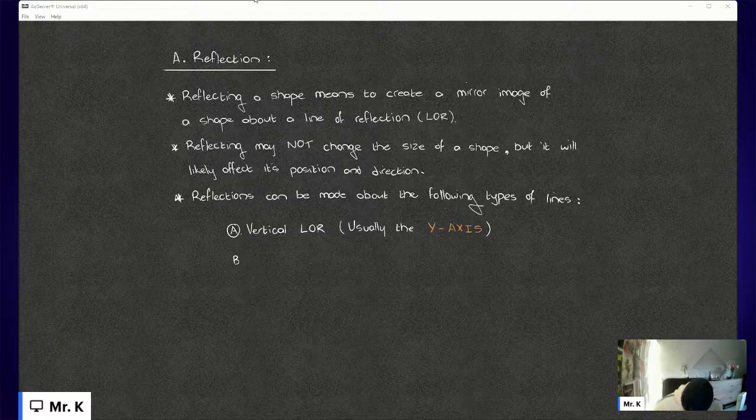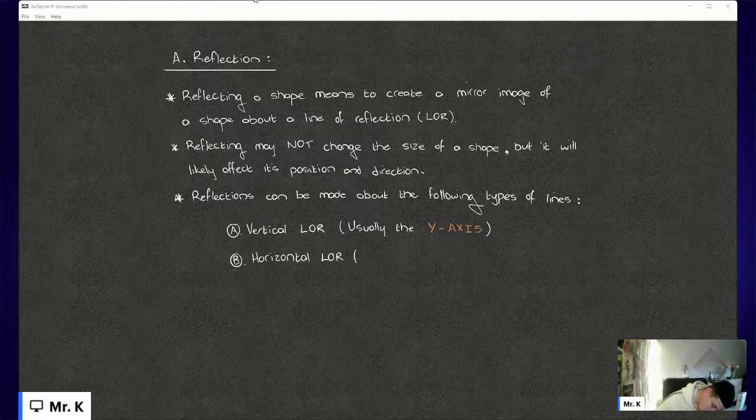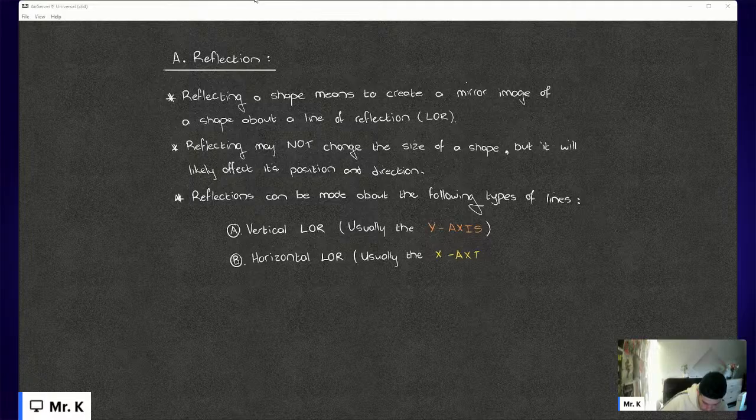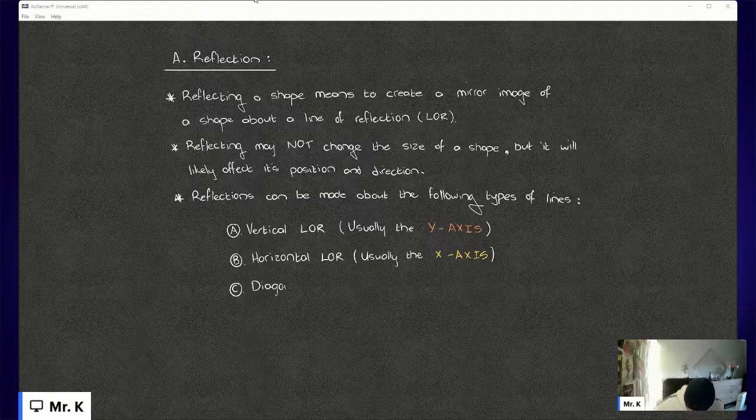Point B, we can also reflect something over a horizontal line of reflection. Now, if we think about the most prominent horizontal line on a Cartesian plane, we are usually talking about the x-axis, but it's not always the case that this is the line that we are reflecting over. Okay, and C, finally, there is the diagonal line of reflection.